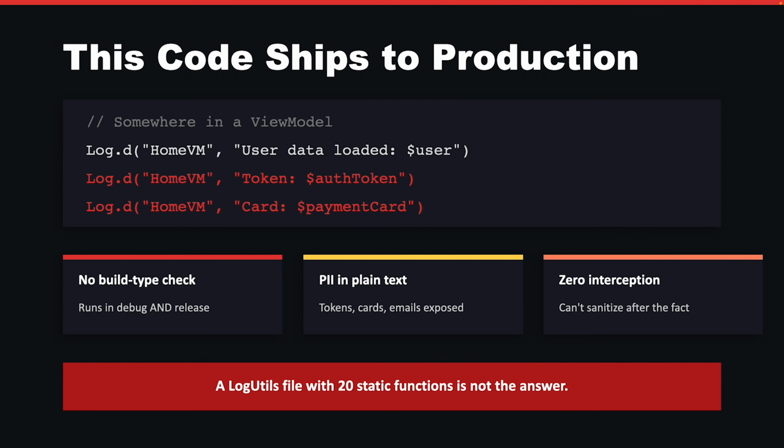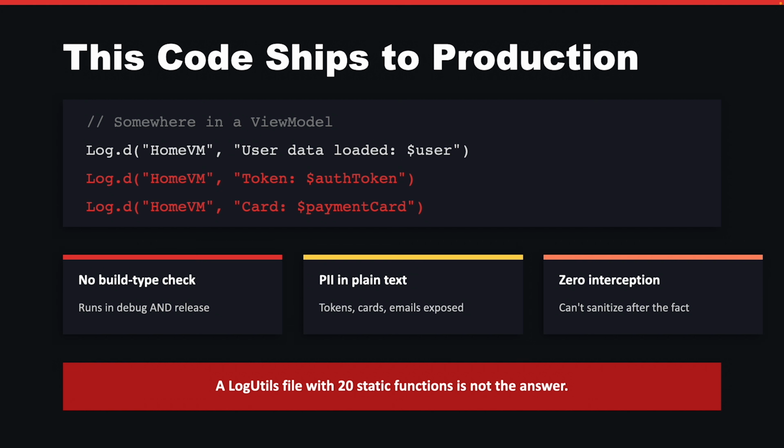Let me show you code I have seen and written in production. Look at this. Three Log.d calls in a view model. The first one logs user data. Fine, maybe. The second one logs an authentication token. The third one logs a credit card reference, both highlighted in red because both are a compliance nightmare. And here's the thing, there is no build type check. This runs in debug and release. There is no sanitization layer between your code and Logcat. If someone connects a device and runs ADB Logcat, they see everything.